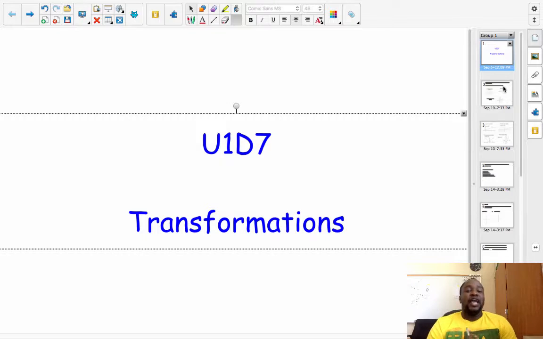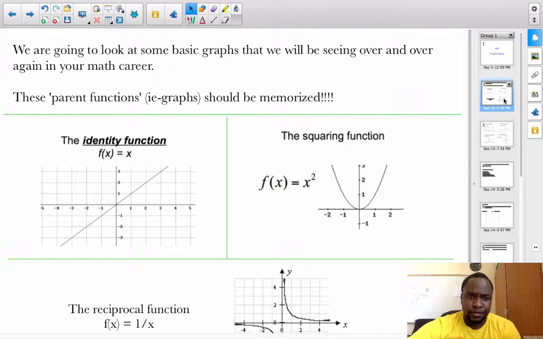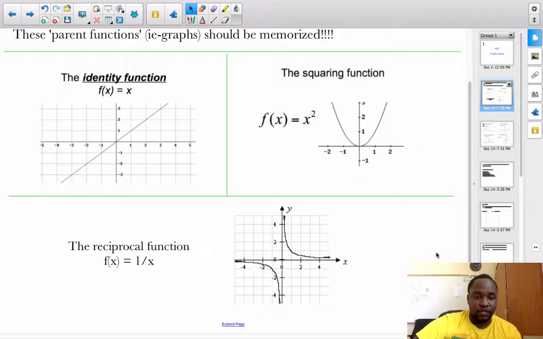So today we're going to be looking at transformations, being able to graph a parent function that has been transformed. So what are parent functions? Parent functions are basically the basic graphs that we need to memorize. We have the identity function, the squaring function, and the reciprocal function, like y equals x squared, and y equals 1 over x. And so the shape of these should be memorized.